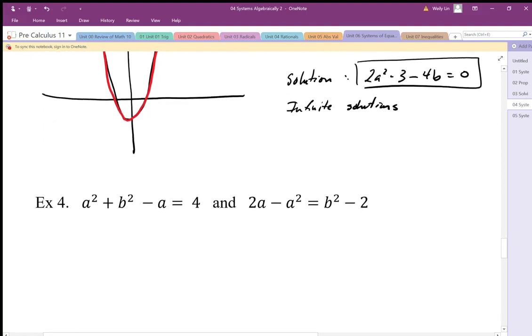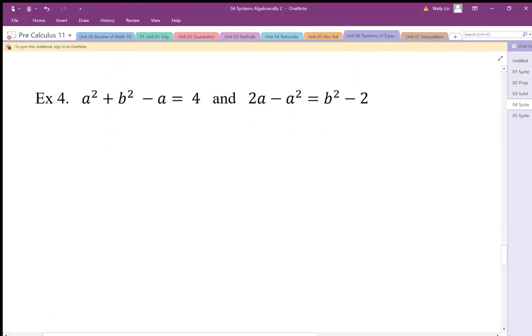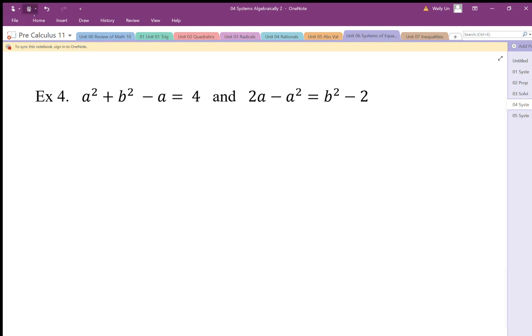Okay, and then this one here, let's take a look at this. We have A squared, B squared, A. So it is difficult to get rid of A and A squared at the same time. Here we only have one B squared, so when we analyze this, the variable that's going to be easier to get rid of is going to be the B squared.